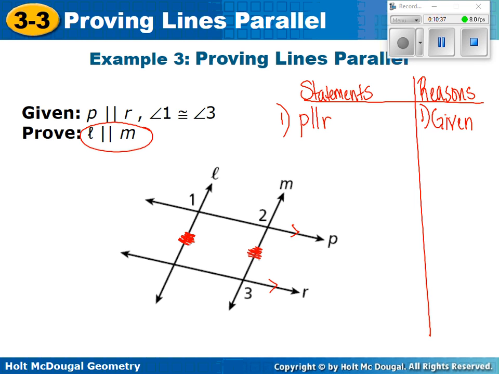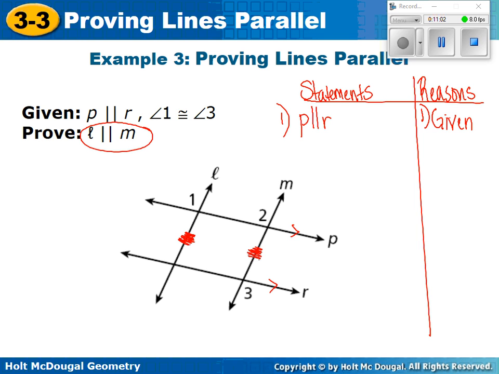Look at the picture. Look what's been marked in the picture. If P is parallel to R, what's something that we know? Okay, I hear alternate exterior. What was I hearing back here? Okay, do we know that 1, 2, and 3 are all the same just from P and R being parallel?